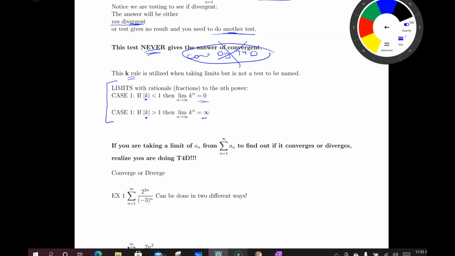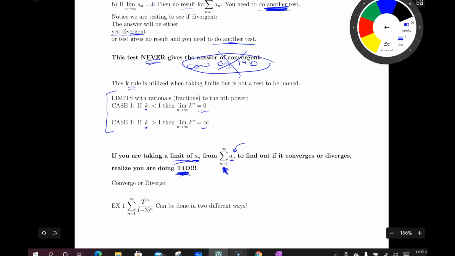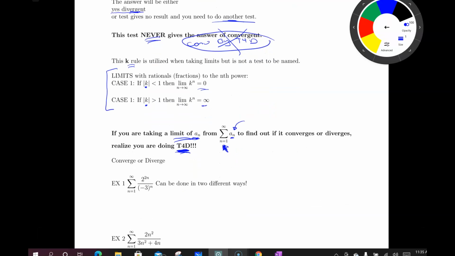Okay, so if you are taking a limit of the nth term out of a sum to find out if it converges or diverges, remember you're doing T for D. There's never a time that you're taking the limit of just what's inside unless you're doing the test for divergence. And the test for divergence, remember, says doesn't equal 0, diverge. Equals 0, nothing. You get nothing out of a limit equaling 0. Okay, so let's look at this one here.